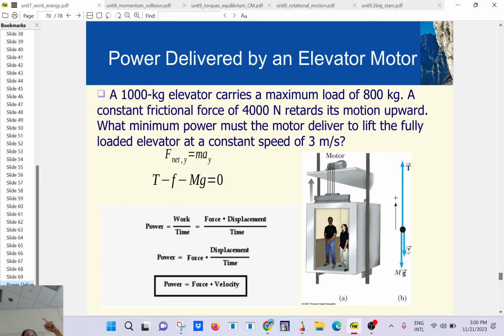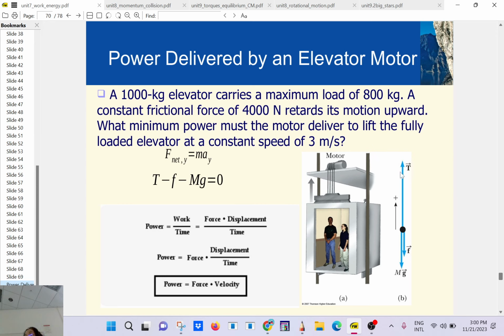Review for the final, up equals down. So the tension equals up equals down, because it's a dynamic equilibrium, so it's moving at a constant speed. So we can say that the tension equals mg plus f, right? And then we can find, if the speed is given, and we don't know how much energy is being used, right? But you have the speed. So we can use that equation instead.